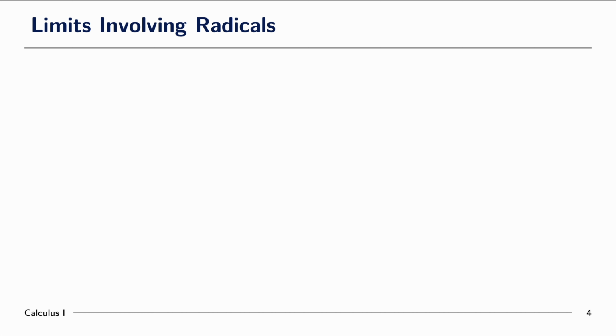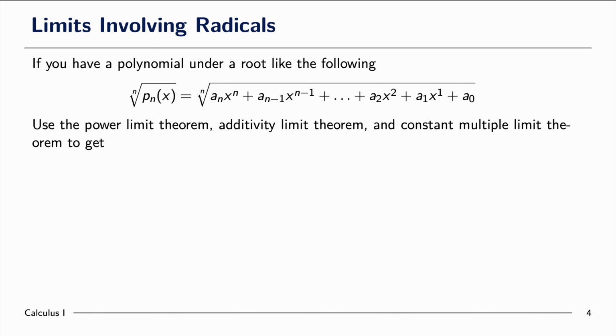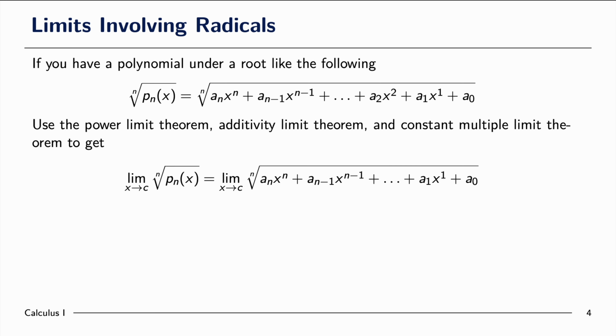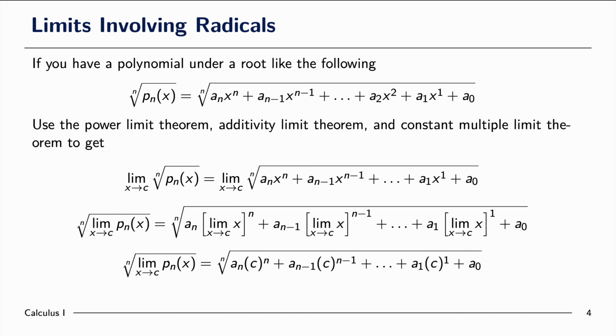Now what to do about limits involving radicals? Well, if you have a polynomial under a root, it's quite simple. Remember, a root is just a special case of a power, where the power is a rational number. So using the power limit theorem, additivity limit theorem, and constant multiple limit theorem, we can get the following. Simply distribute the limit under the root sign, and evaluate the polynomial like we would any other polynomial, by direct substitution.